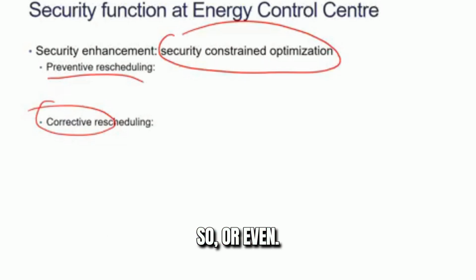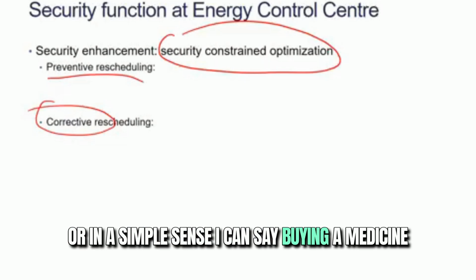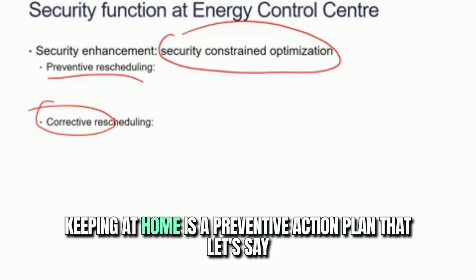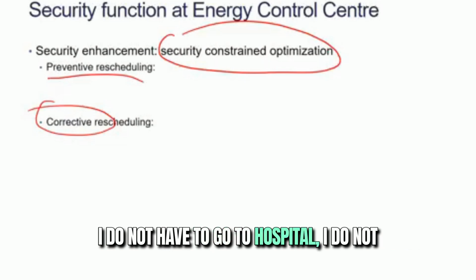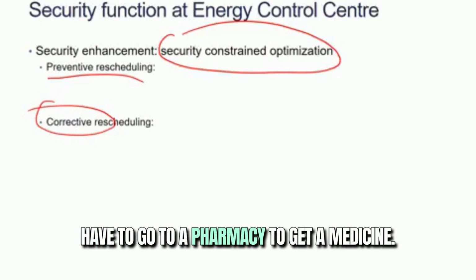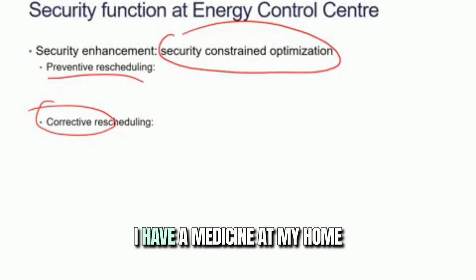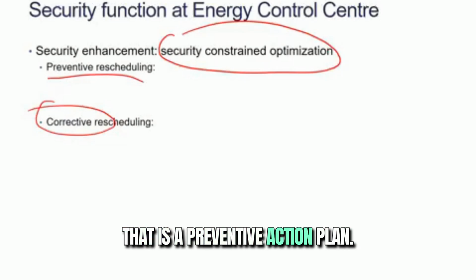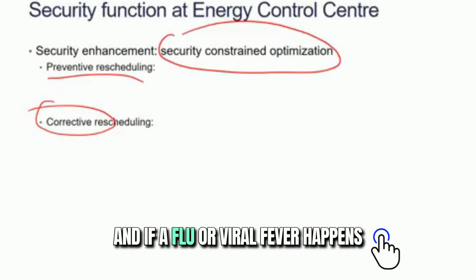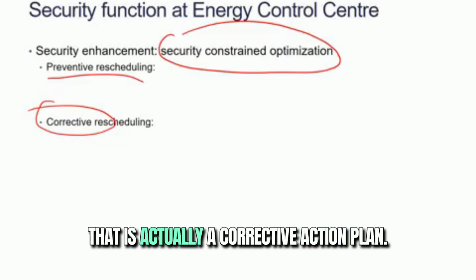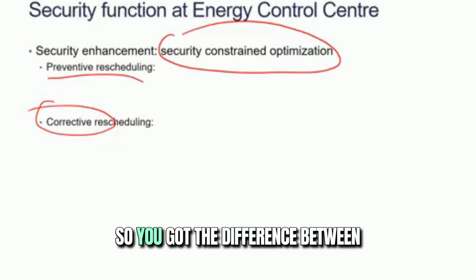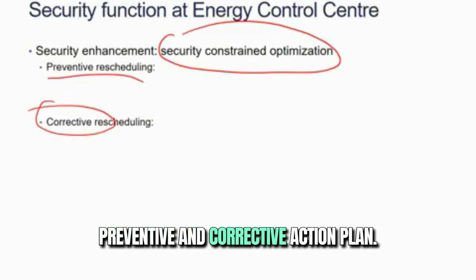In a simple sense, I can say buying a medicine and keeping it at home is a preventive action plan. If a flu happens, I will be ready with the medicine. I do not have to go to the hospital or to a pharmacy to get a medicine. I have a medicine at my home. That is a preventive action plan. And if a flu or viral fever happens to me, then I take that medicine. That is a corrective action plan. So you got the difference between preventive and corrective action plan.